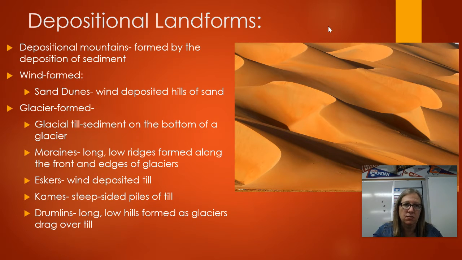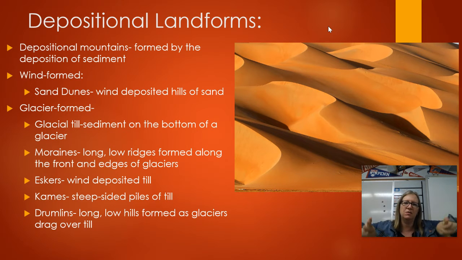Then we get glacier-formed landforms. We get a lot of different landforms formed by glaciers. When a glacier is formed, it's all this ice and snow. Sediment is kind of at the bottom of it. It sinks to the bottom and stays there. As a glacier is moving, that sediment is rubbing on other things. It almost acts like sandpaper. Glacial till is the name of all that sediment that's at the bottom.